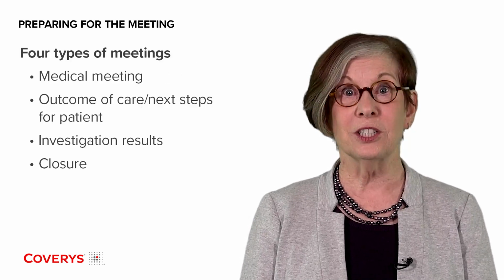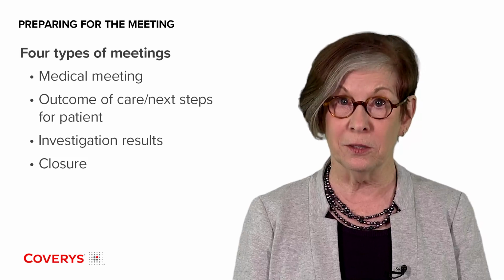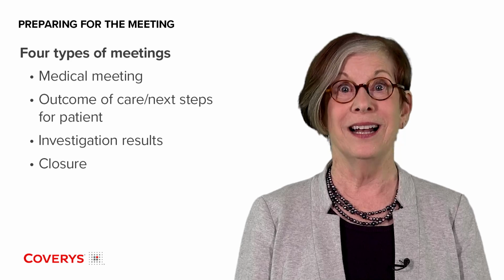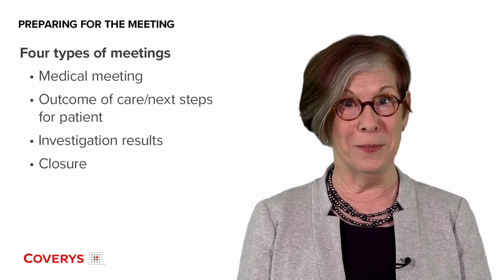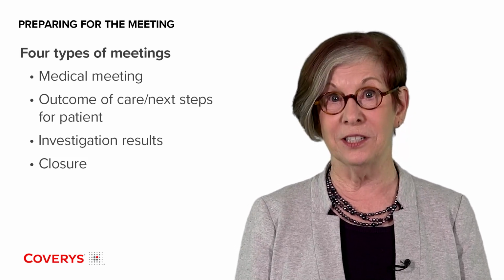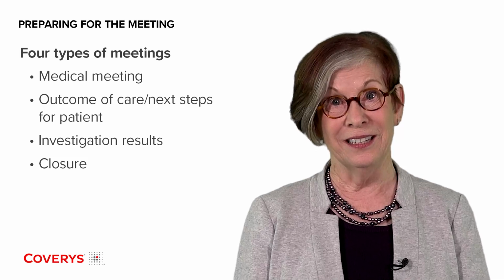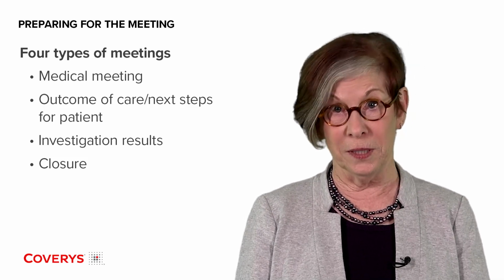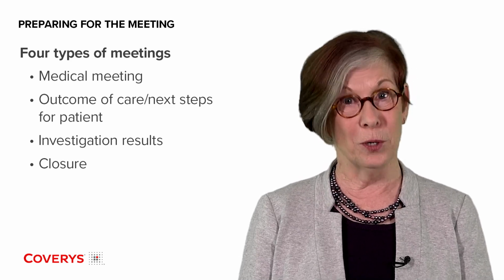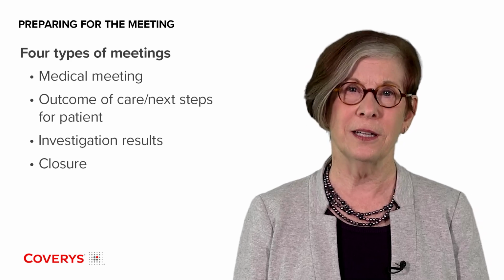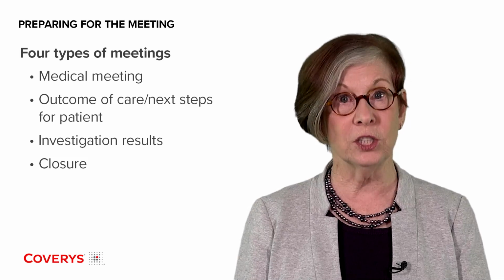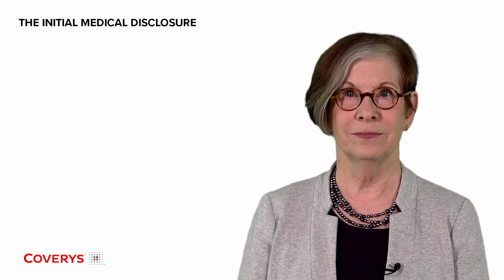At the minimum, disclosure usually involves an initial medical meeting to advise the patient and family of the unanticipated outcome. A second meeting, when more information is known about the potential outcomes of care or next steps, and perhaps a third meeting to discuss the outcomes of the investigation and the organization's readiness and/or ability to work with the family for retribution or compensation. And finally, if appropriate, a meeting involving lawyers and others to bring closure. Each of these steps is considered a potential aspect of the disclosure process.